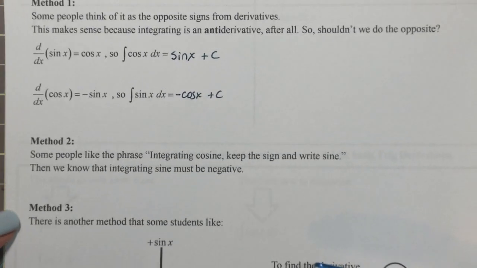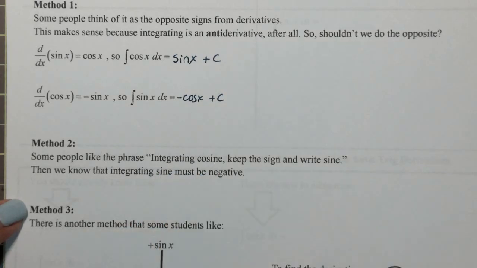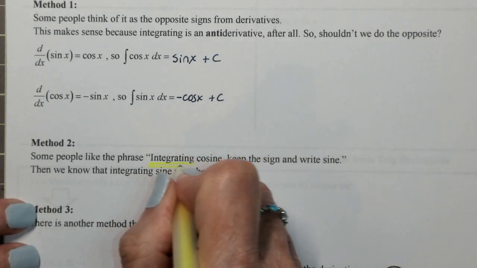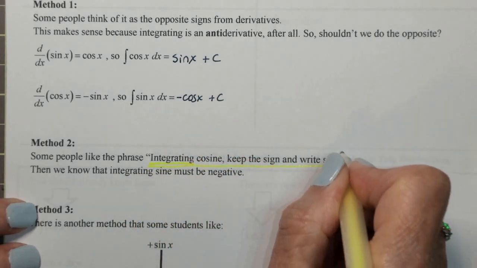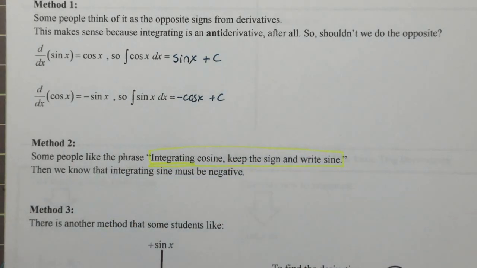Another way to think of it: if you're integrating cosine, keep the sine and write sine. Integrating cosine, keep the sine, write sine. It's a little phrase that I do like. Okay? And then we know it's the opposite for sine. So if you're integrating sine, you change the sign.